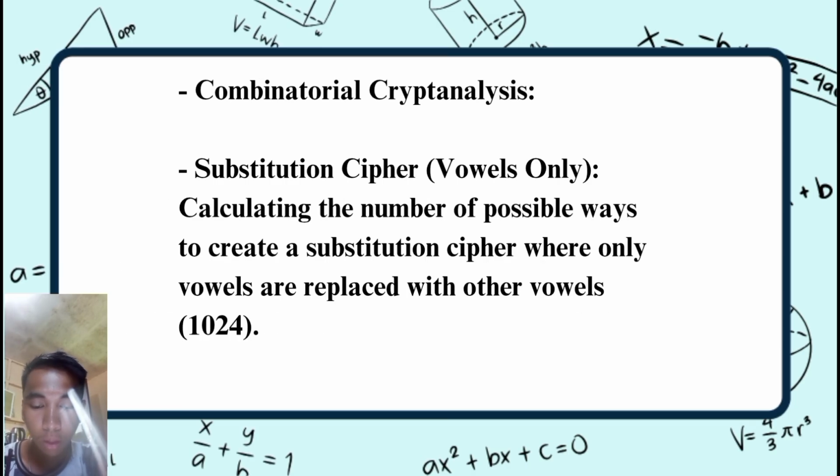Combinatorial cryptanalysis, substitution cipher, vowels only, calculating the number of possible ways to create a substitution cipher where only vowels are replaced with other vowels.